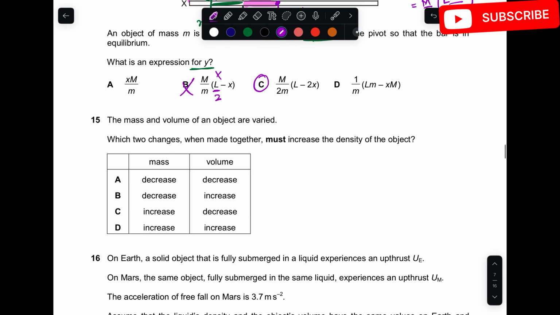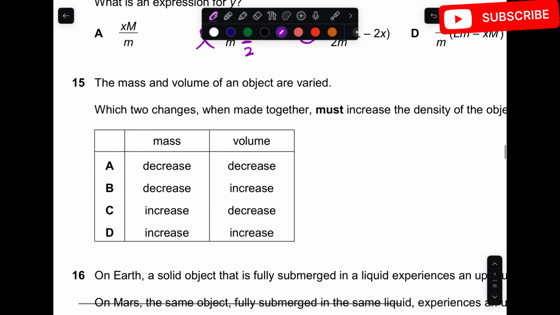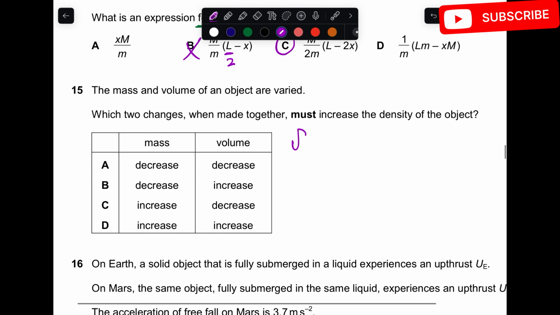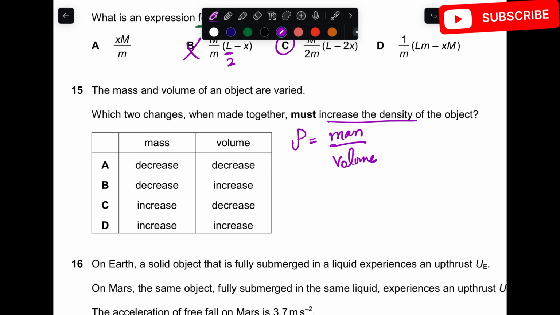In question 15, the mass and the volume of an object are varied. Which two changes, when made together, must increase the density? We know density is mass per unit volume. So to increase the density, you have to increase the mass and decrease the volume, because density is directly proportional to the mass and inversely proportional to the volume. So option C is correct.